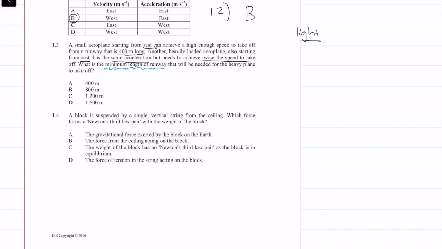This is clearly a constant acceleration problem, I hope you guys were able to pick that up. So for the light plane, we need UVATS. The initial velocity is 0. The final velocity, we don't know what it is, so let's just give it a value of v. The acceleration, again, we don't know what it is. The time is an unknown again, and the displacement is known. The displacement is 400 meters.